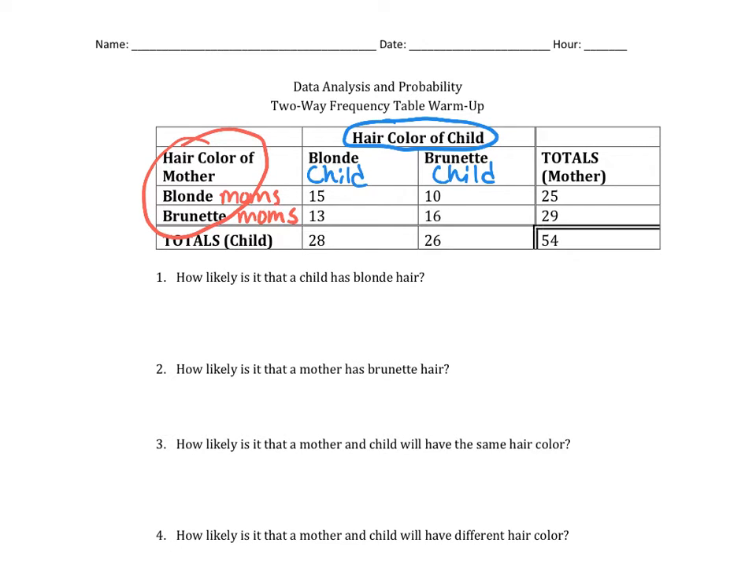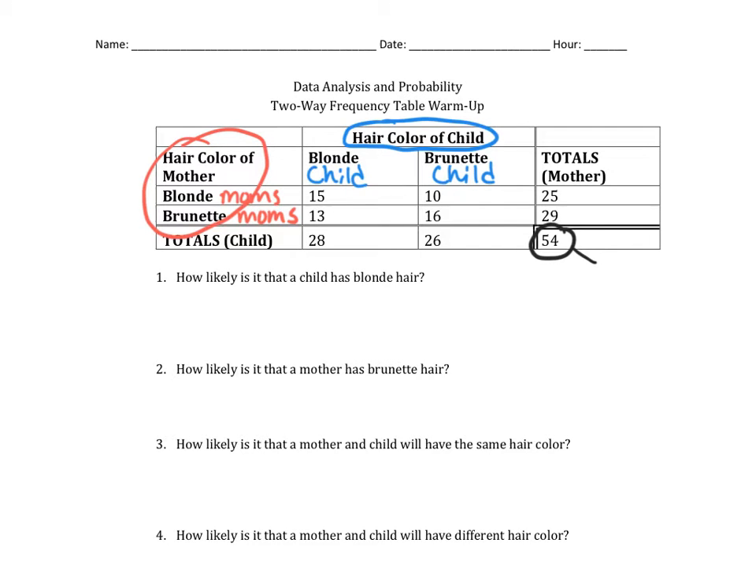Okay, and then on the columns, total blonde children, total brunette children. And there's 54 total people. This is 54 for both, so there's 54 moms and 54 children. So for all of these, it's like 54 pairs. One pair is a mom and a kid.